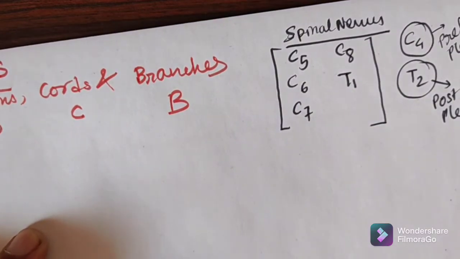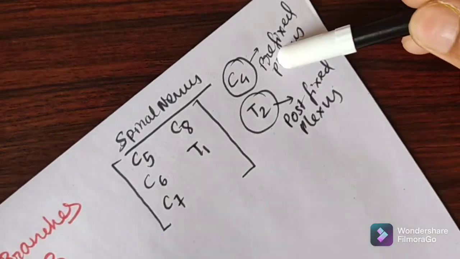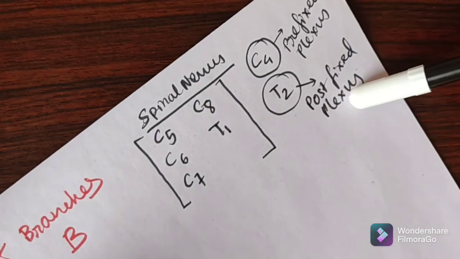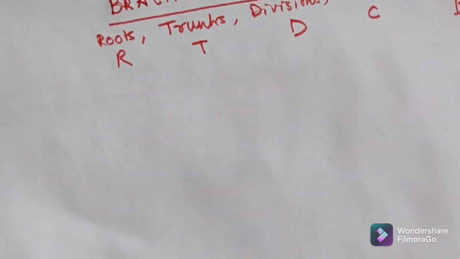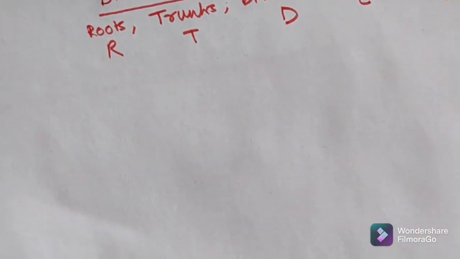Sometimes, in a prefixed plexus, the C4 spinal nerve root may also participate, and in a postfixed plexus, the T2 spinal nerve may participate. Now, let's move to the origin.